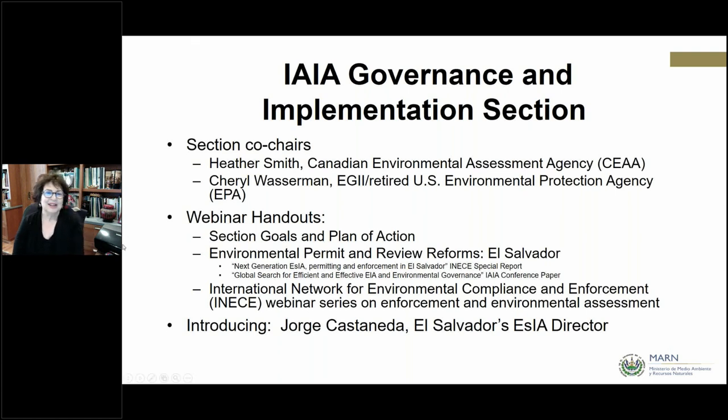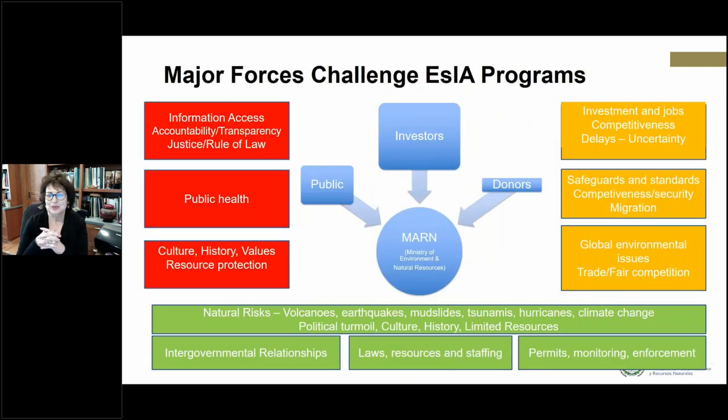Environmental and social impact assessment rests on the convergence of three great forces. First, there's the investor and developer for whom the environmental review, unfortunately, is often the very last hurdle they must jump before work can begin, and therefore they exercise enormous pressure on ministries and on the other institutions that are involved in such projects and review of such projects. So they're wanting speed and approval.